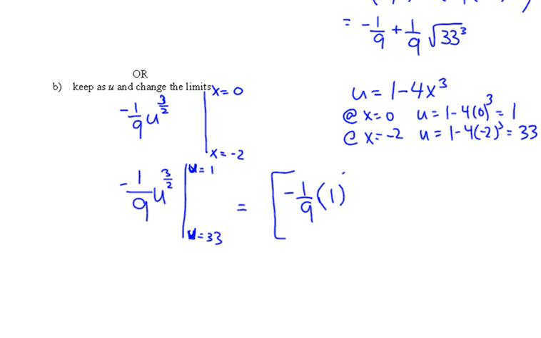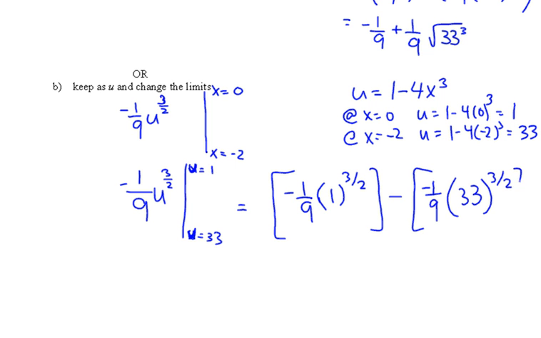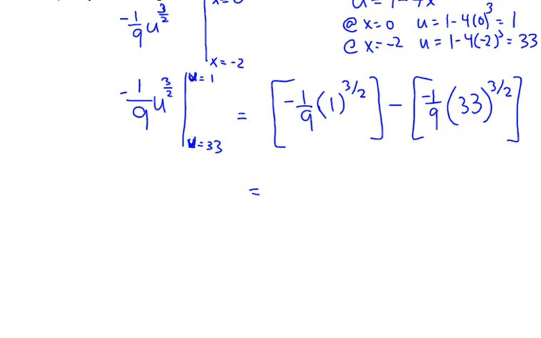Okay, 1 to the 3 over 2 minus what? Negative 1 ninth, 33 to the 3 over 2. And 33 to the 3 over 2. That's not very nice.